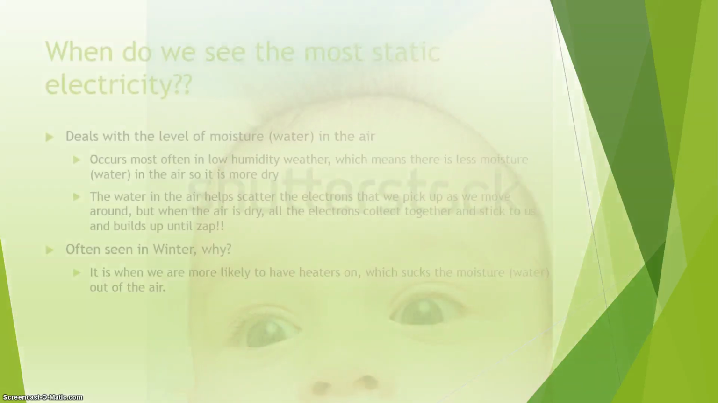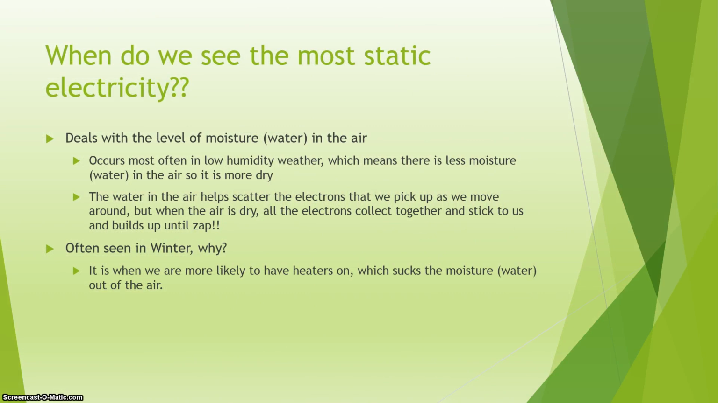So, where do we see static electricity the most? We see it the most when there is low humidity weather, which means there's less moisture or water in the air, so we have dry air. That is when we see static electricity the most. And why? It's because the water in the air helps scatter the electrons that we pick up as we move around. So when the air is dry, the electrons are collecting together and sticking to us, and then they build up until boom, zap, we touch something we regret.